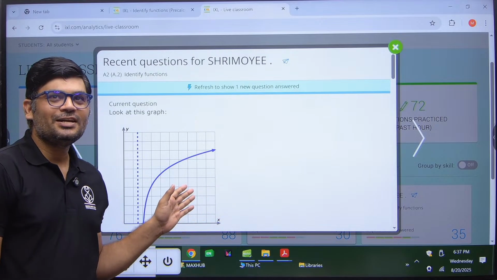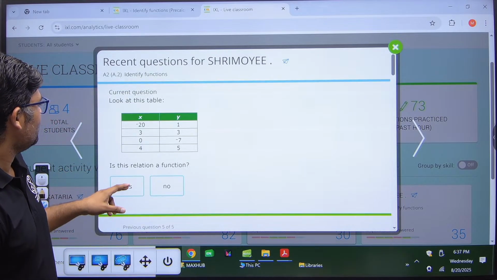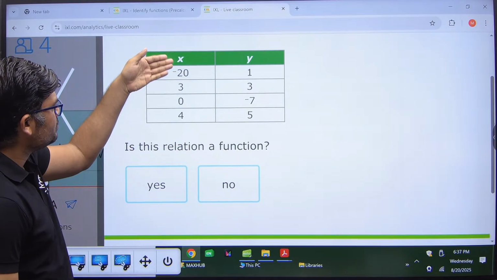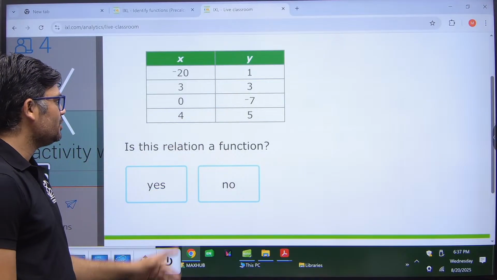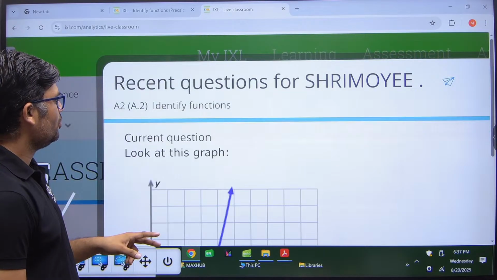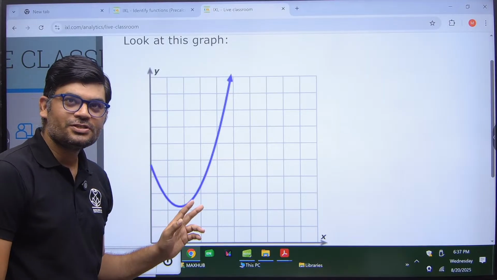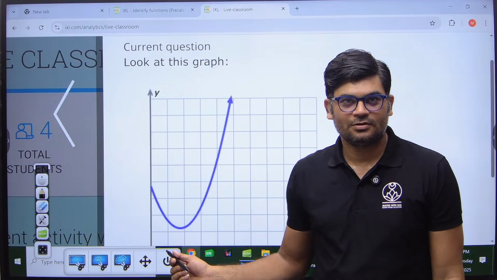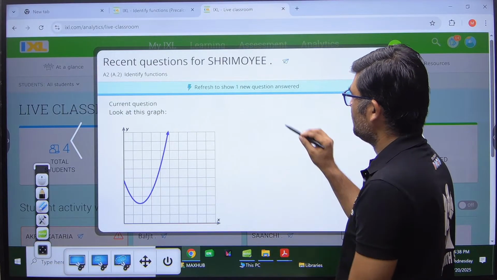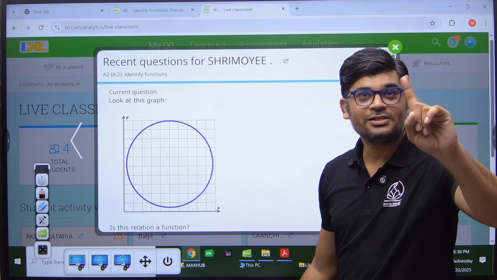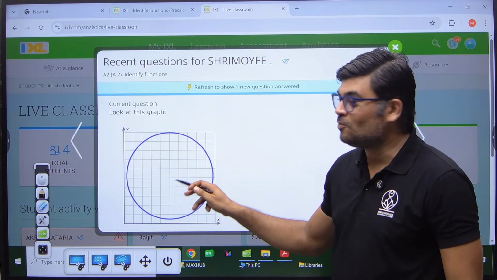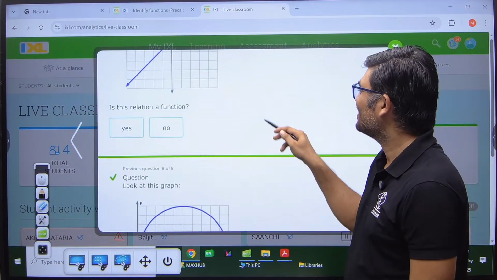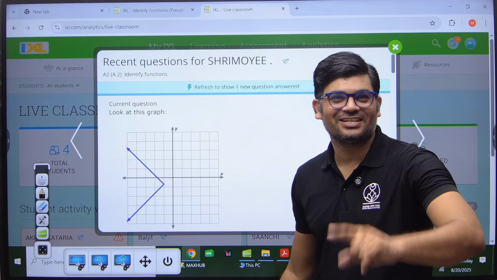So tell me, Shrimoy, is it a function? Yes, you have already done it. Now tell me for this, from the table, can you see that we are having different values for y? So is it a function? Yes. Good. Now you are keeping up the pace. Is this a function? Yes. This is also a function. Very good. This is not a function. If you draw a line, it will intersect at 2 points. Are you getting it? You chose right. Good. So this is also not a function.